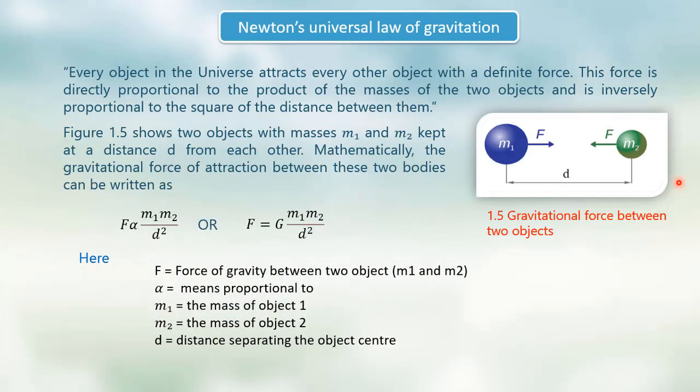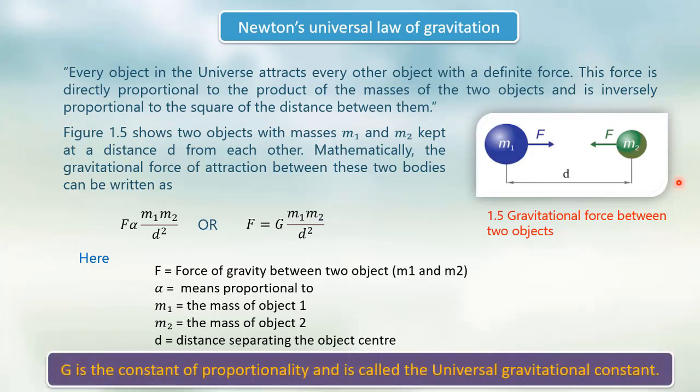Here, capital F is the force of gravity between two objects, that is m1 and m2. Directly proportional means proportional to m1, the mass of object 1, and m2, the mass of object 2. d is the distance separating the object centers. Capital G is the constant of proportionality and is called the universal gravitational constant.